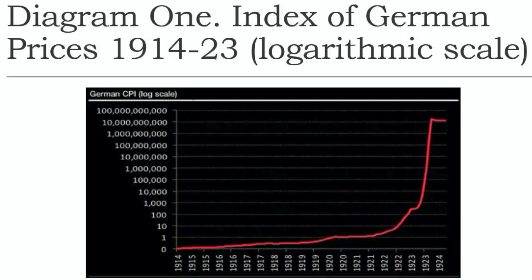At the height of the inflationary process, the figures involved become so large as to be almost meaningless. Between June and November 1923, prices rose by 800 billion percent. Now, the absolute price level cannot be shown on a graph unless it were traced on a vast sheet of paper. But diagram 1 gives some idea of the rate of increase on a logarithmic scale. By mid-November 1923, a single American dollar could have bought you 1,000 billion marks.